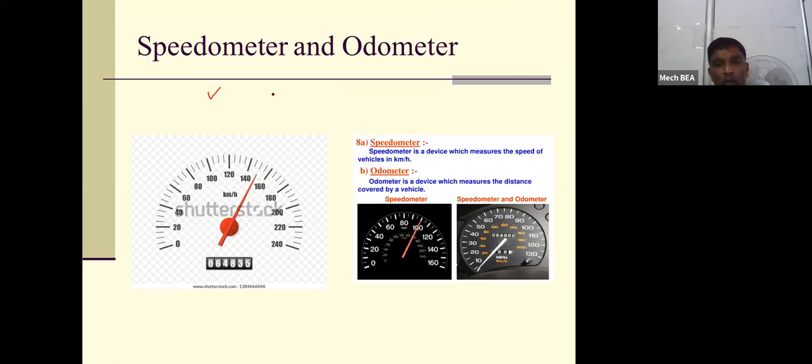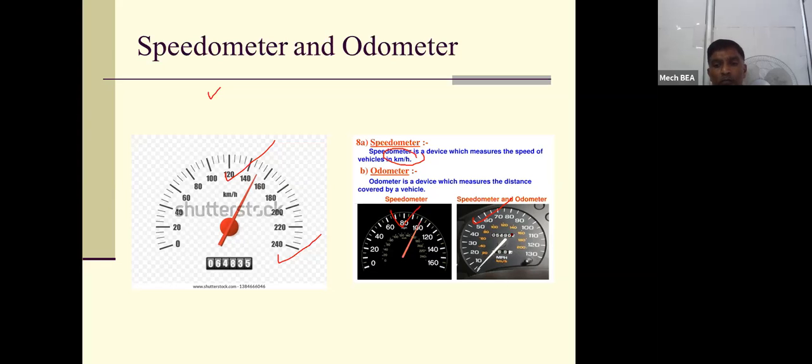Some are provided to indicate the speed. Speedometer is a device which measures the speed of the vehicle in kilometers per hour. So you can see this is speedometer, and this is speedometer and odometer. This is also speedometer and odometer. Odometer is a device which measures the distance covered by the vehicle.